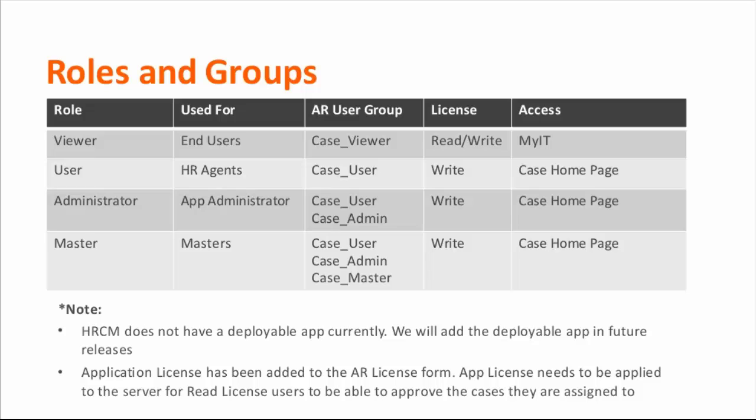So we have a viewer role. A viewer is an end user who can be a read or write license user, and his main point of entry will be the MyIT. He will be able to only submit cases, view cases, or approve cases that are assigned to him from MyIT. An end user or a case viewer has no access to the HR application any other way. That is the only place he can access the application from, MyIT.